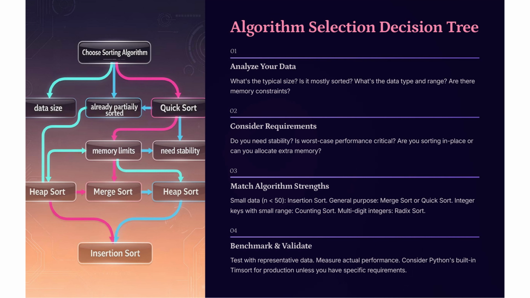To select the right sorting algorithm, first analyze your data: size, order, type, and memory constraints. Consider requirements like stability and worst-case performance. Match algorithm strengths. Insertion sort for small data. Merge or quicksort for general use. Counting sort for small integer ranges. And radix sort for multi-digit integers. Benchmark and validate with real data.